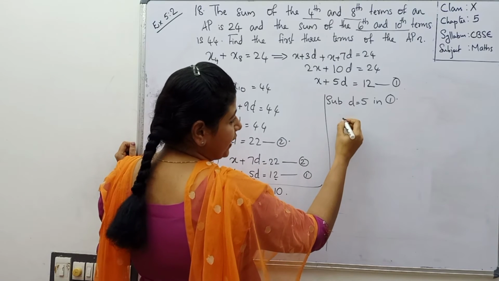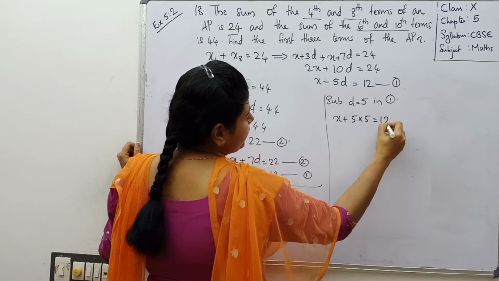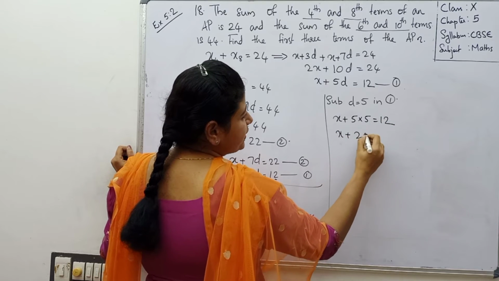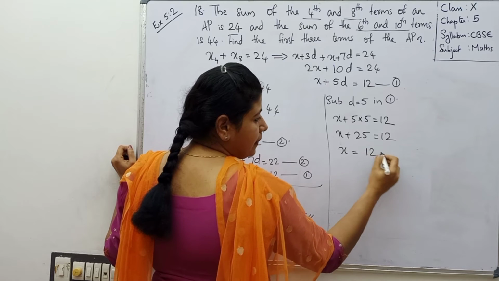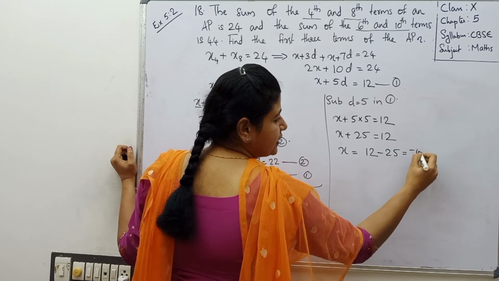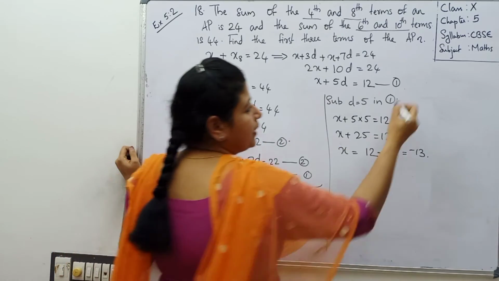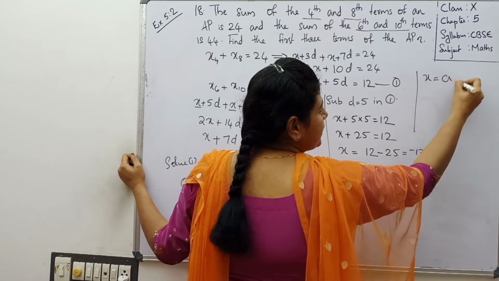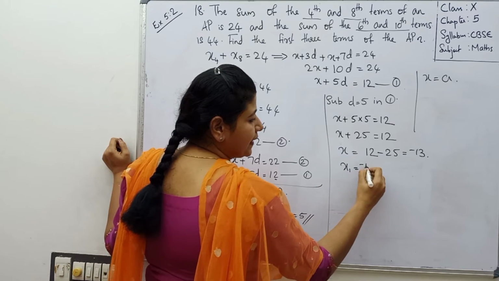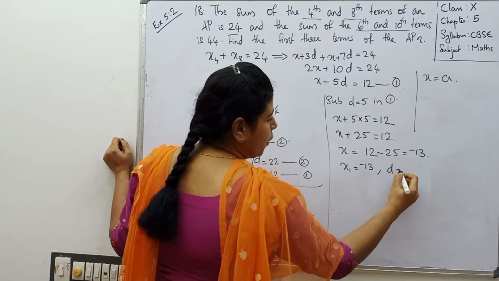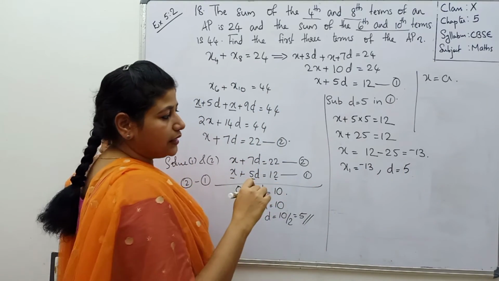Okay, substitute d equal to 5 in any one of the equation. We can write x plus 5 into 5, which is equal to 12. So x plus 25 equal to 12, that is x equal to 12 minus 25, which is equal to negative 13. So in this case, x means the first term. That means x and a are same. So the first term x or x1 is negative 13. And we have the common difference, which is 5.